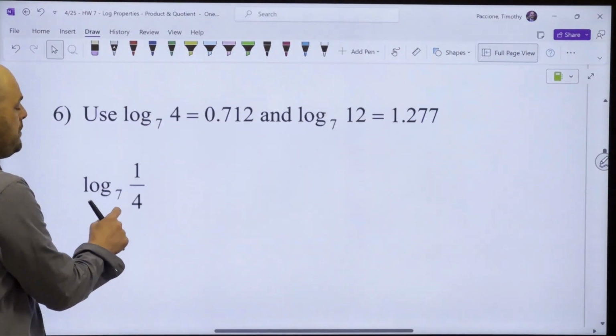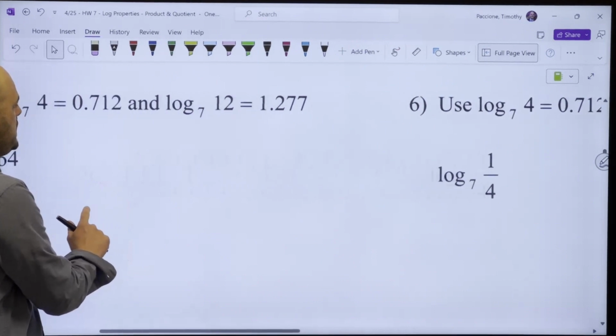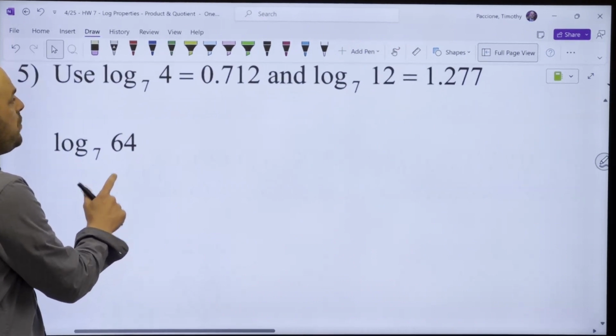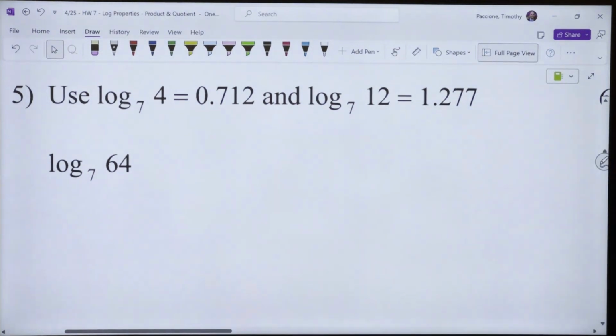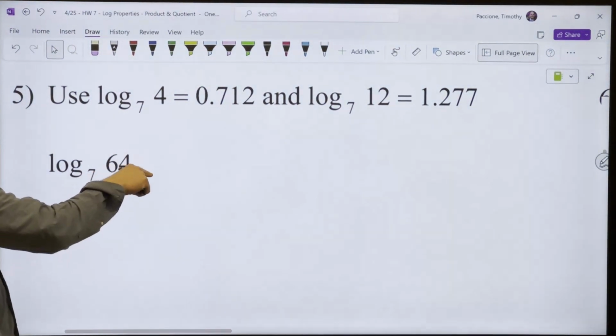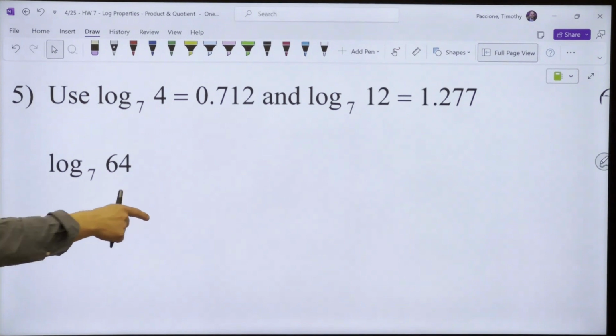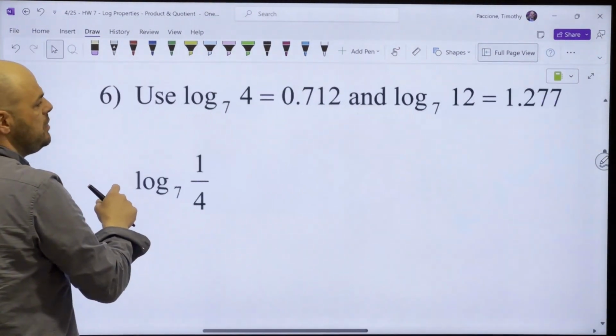Number 6, I'll help you set them up. Well, 5 first then. Okay, 64, very similar to the last one. You don't have to use everything. Do you see it now? 4 to the third, so that's 4 times 4 times 4. Now this one is a little bit different.